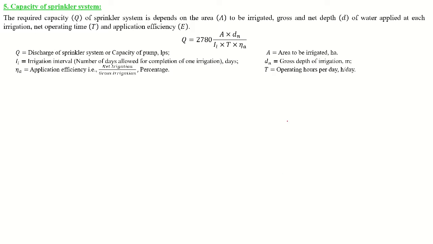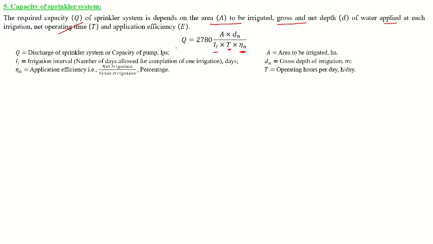Next one is the capacity of the sprinkler irrigation system. The capacity of the sprinkler irrigation system depends upon the total area to be irrigated, net depth and gross depth of the water to be applied, water applied at each irrigation time, operating time of your system and application efficiency. Based on these parameters, you can write this formula: Q = 2780 × area × depth of water applied / (irrigation interval × operating time × application efficiency).